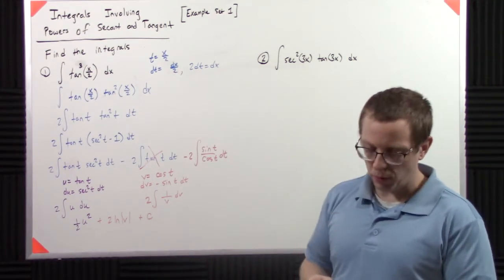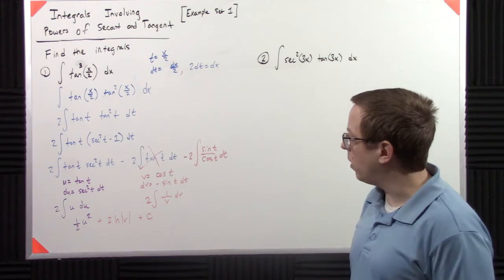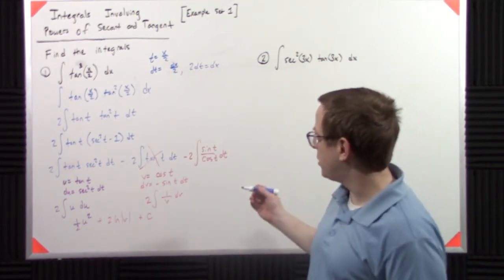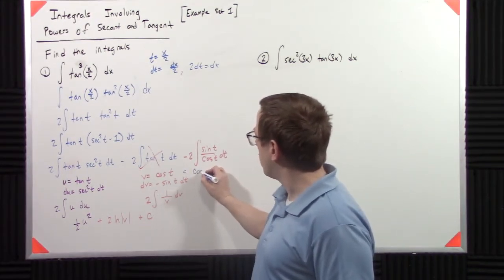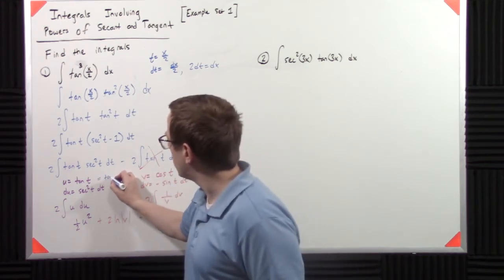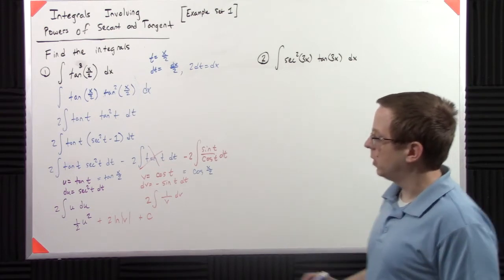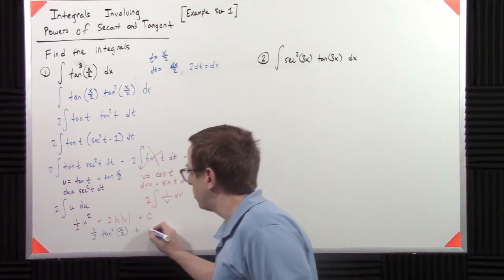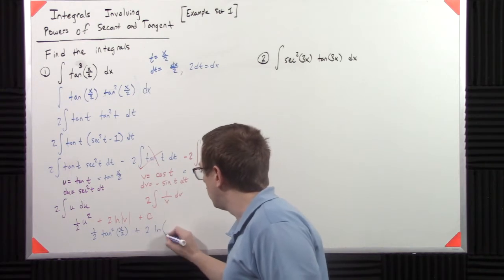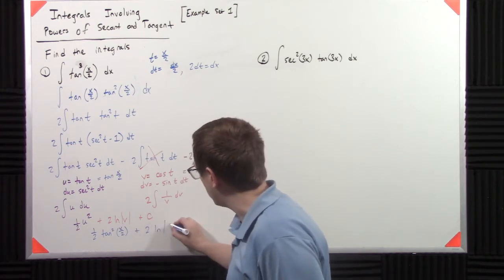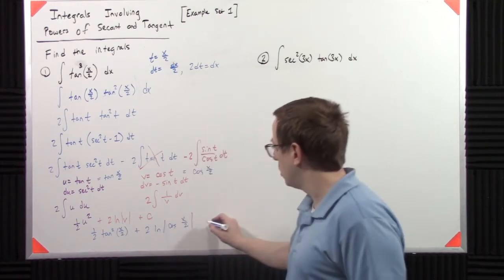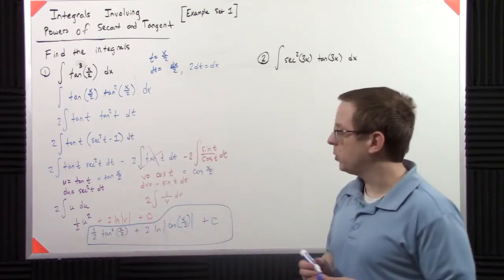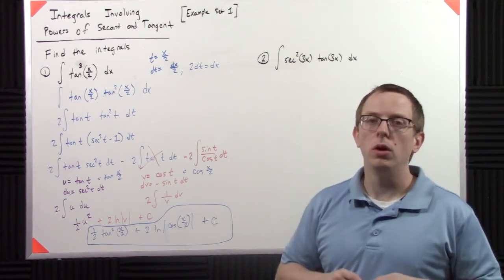But the problem is that we need to convert all the way back. I definitely didn't start in u's and v's. I have to go back to t's, but I didn't even start in t's. T's are x's over 2. So v is cosine of x over 2 and u is tangent of x over 2. That gives me 1/2 tangent squared x over 2 plus 2 natural log of the value of cosine x over 2 plus c. And that's really how you do it there. You just follow the process.